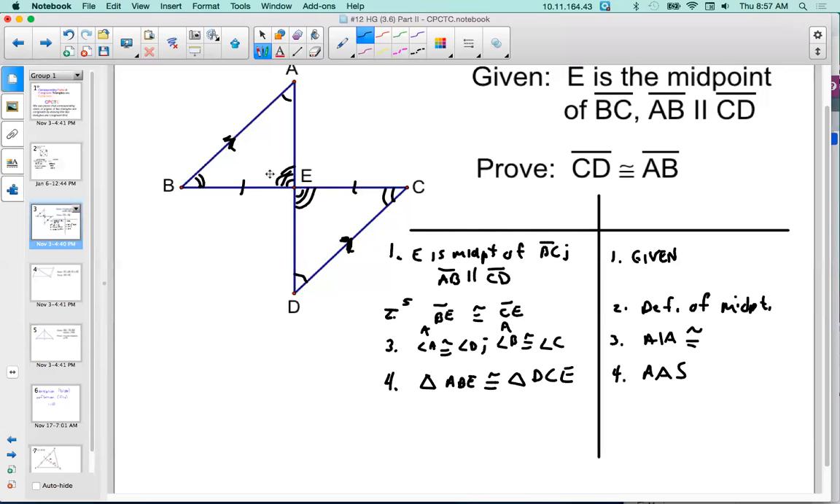Now, once we know the two triangles are congruent, I know that all the corresponding parts are congruent. So I can now prove that CD is congruent to AB. And I know that because they match up right here, AB and CD. They're written right next to each other. I know that they are corresponding parts to one another. I'm going to write it just like I'm trying to write up here in the proof part. CD is congruent to AB. A reason? CPCTC. Okay.